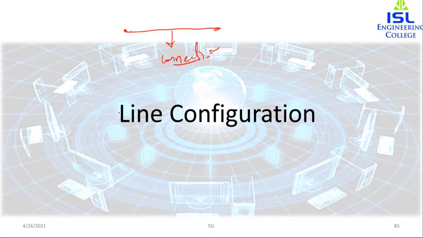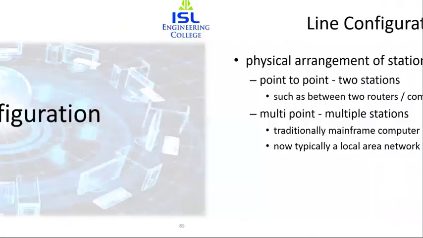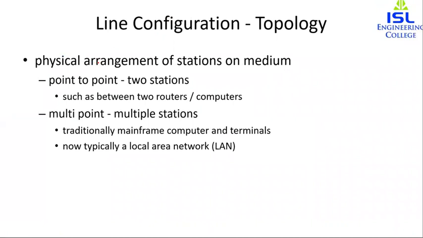This topic we have seen already in the topic of networks, but here again we will see line configuration. For communication to occur, two devices must be connected in the same way to the same link at the same time. So basically, line configuration is the physical arrangement of stations on a medium. What is the medium? This is the transmission medium.